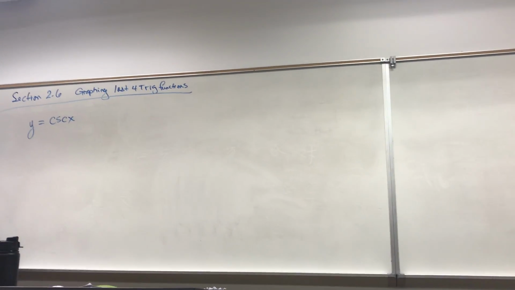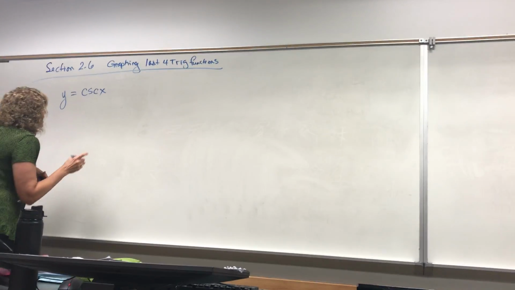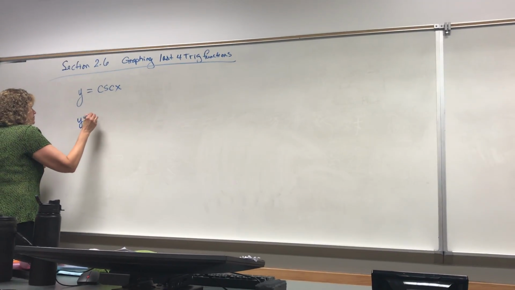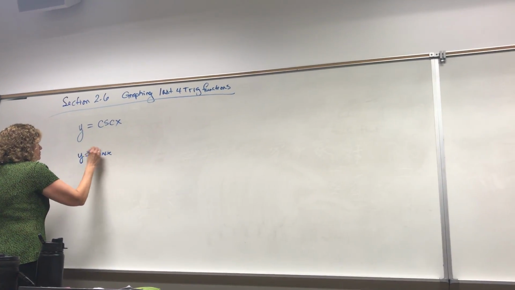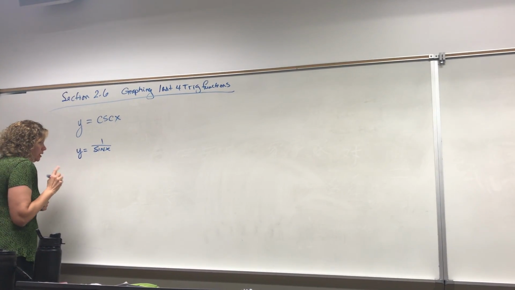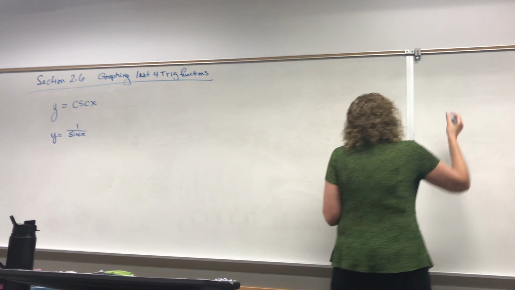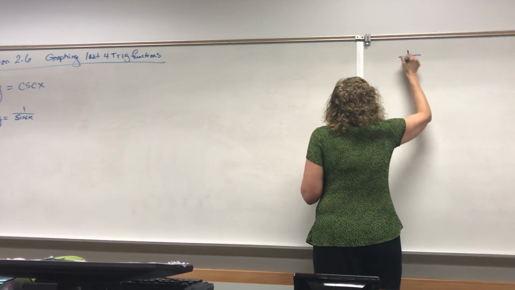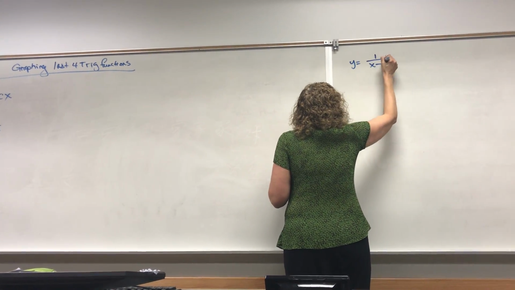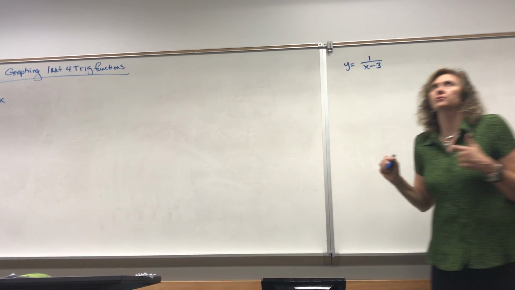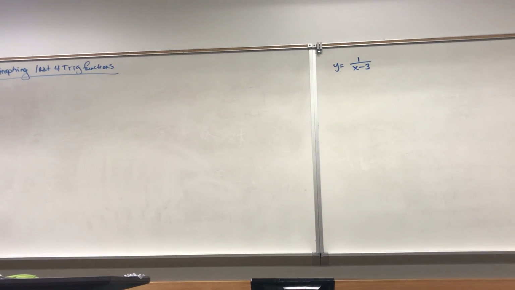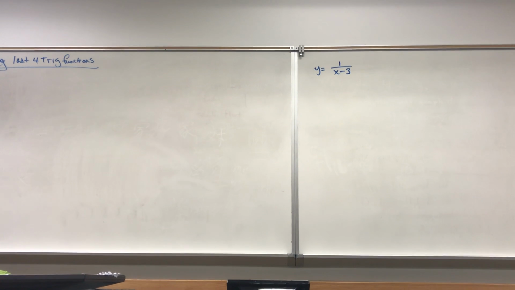R over Y. It's the reciprocal of sine. Okay, so college algebra. Rational functions. And you had to graph y equals 1 over x minus 3. What do you know happens?